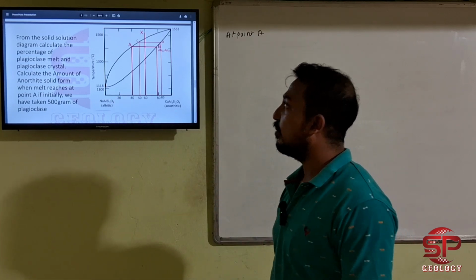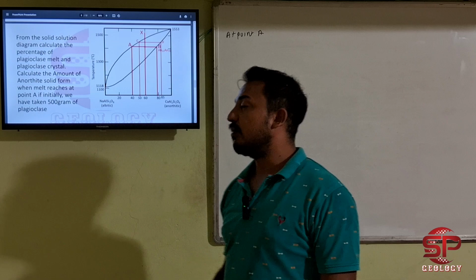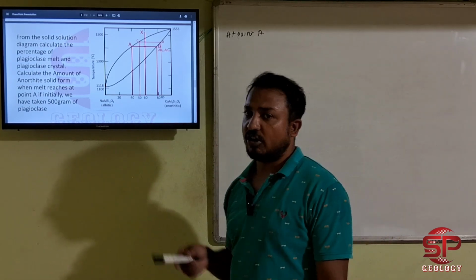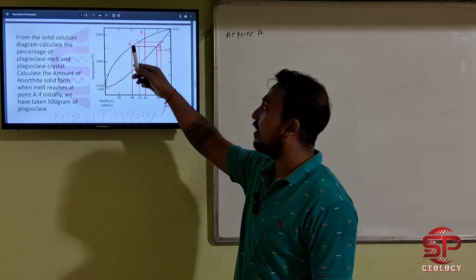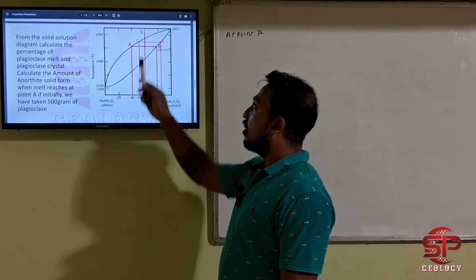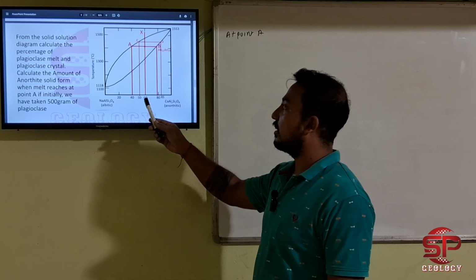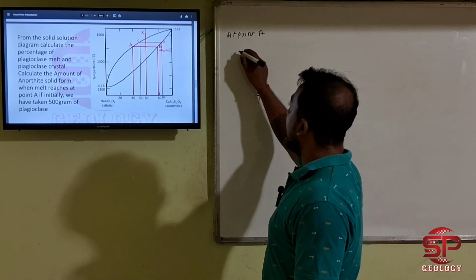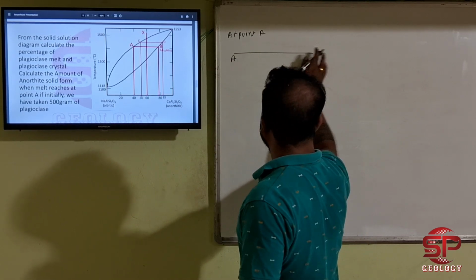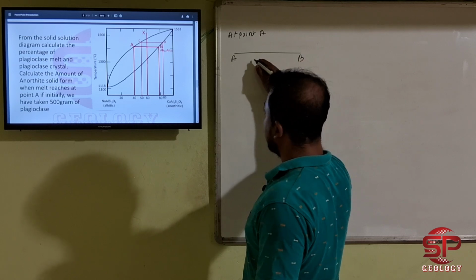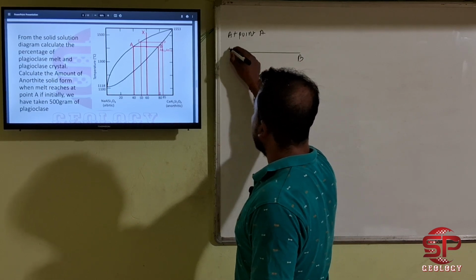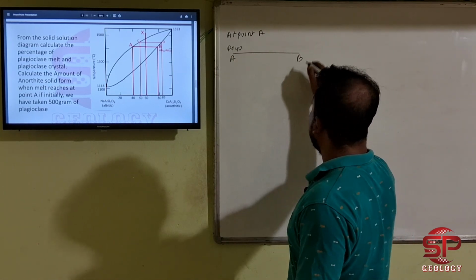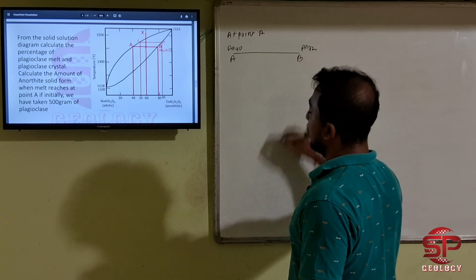From the solid solution diagram, calculate the percentage of plagioclase melt. Plagioclase melt means the melt percentage, and plagioclase crystal means the crystal or solid percentage. You have to calculate at points A and C. The initial composition is our X, which is anorthite 60%. First we calculate the percentage at point A. This is A, this is B. Point A has anorthite 40%, and point B has anorthite 72%.